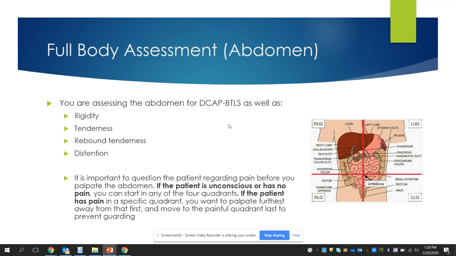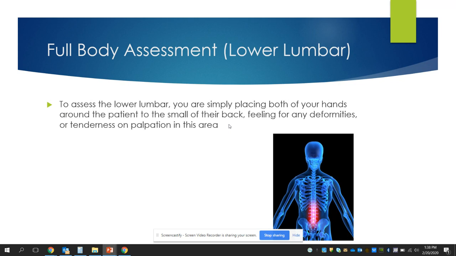And that's actually a really indicative sign of appendicitis. If you have relief of pain when palpating the right lower quadrant, and then an increase in pain when you let that go. So we can move down here from the abdominal area and just reach our hands around. So we're not completely rolling our patient over yet, but just reaching our hands around to assess that lower lumbar area for any type of deformities or pain when we palpate.